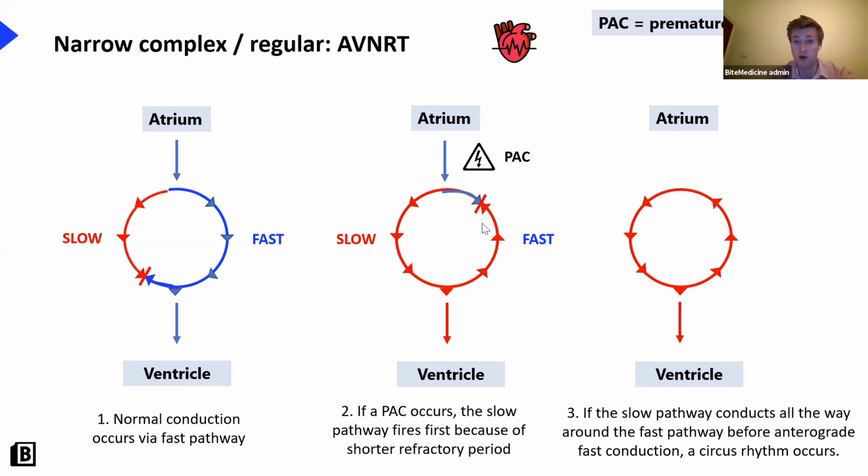But in a scenario where your fast pathway has no anterograde conduction whatsoever, nothing of this blue line here, then you set up a circus rhythm that just rotates again and again and again.